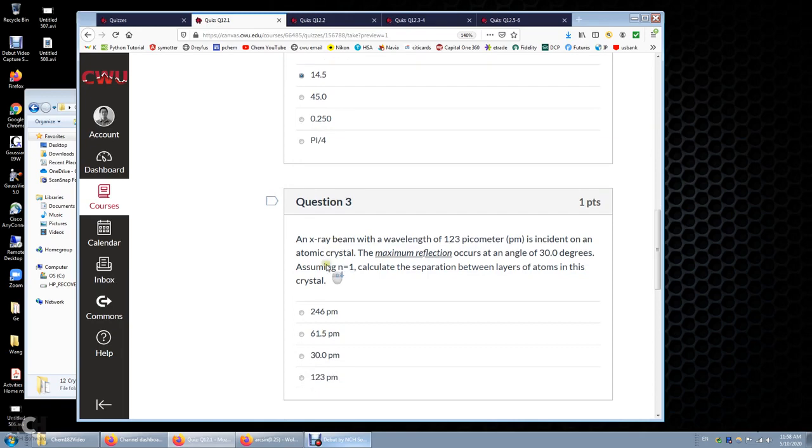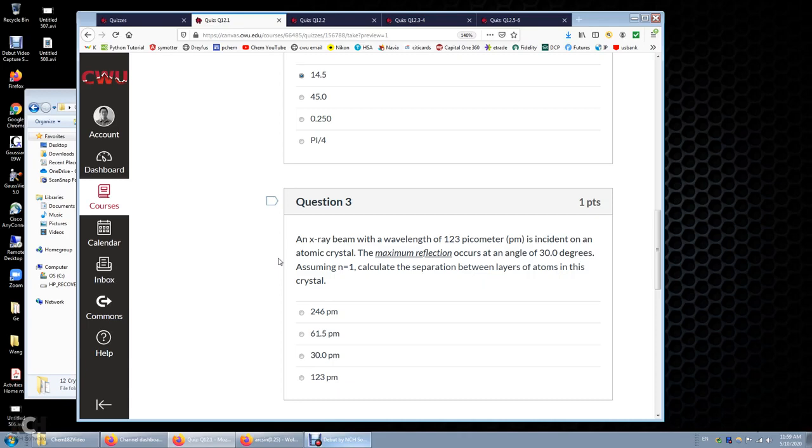Question 3, an X-ray beam with a wavelength of 123 picometers is incident on an atomic crystal. And then we have the angles, we have this n value. How do we compute the separation between layers of atoms? There's an equation. It's 2 times d times sine theta equals n times lambda.